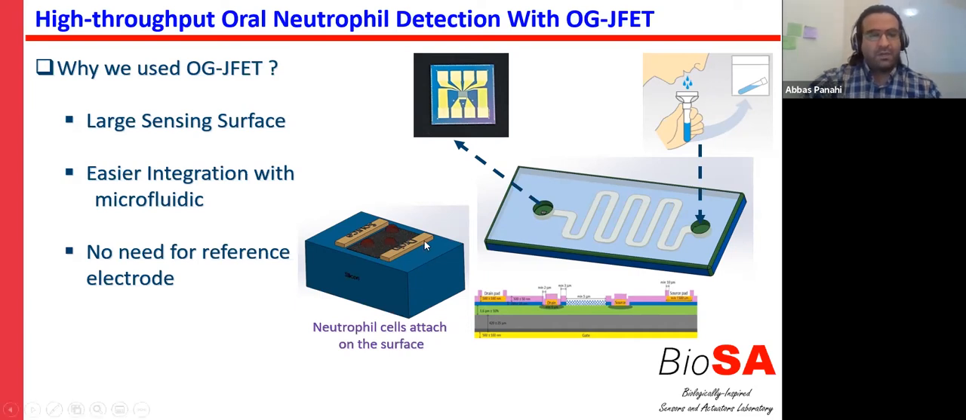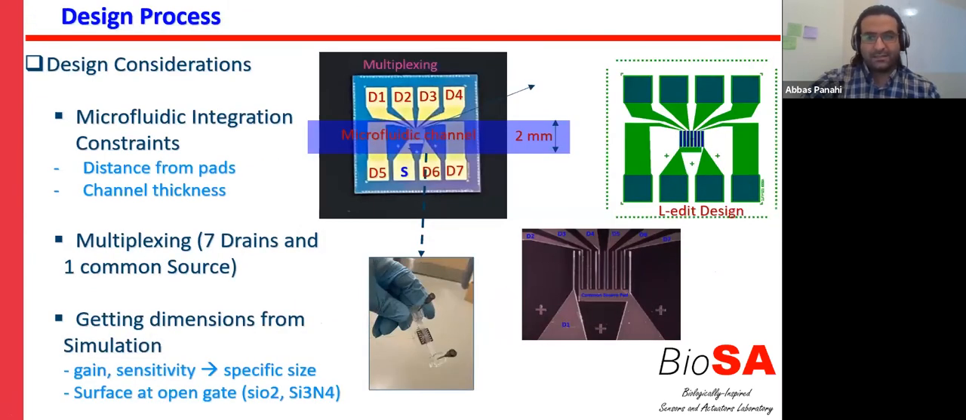Why did we use OpenGate JFET? OpenGate JFET offers a large sensing area, as you can see in the picture, and also it offers easier integration with microfluidic because of its enough space on top of the sensor for integration of the microfluidic. And also a very important feature of the OpenGate JFET is that there is no need for a reference electrode, and that helps to have better integration with microfluidic for point of care devices. Next slide, please.